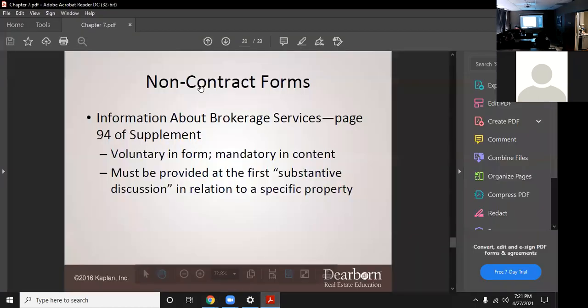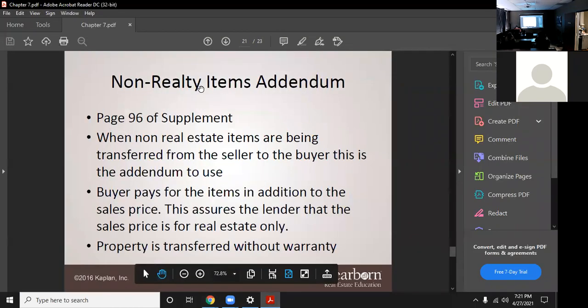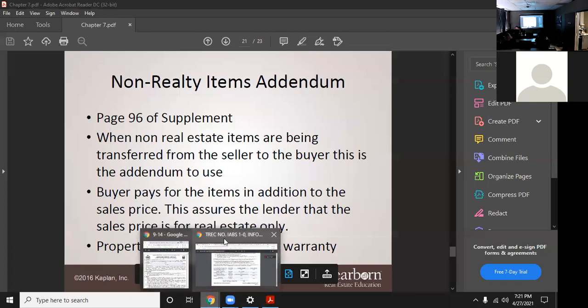All right, and then the last few things today. We have the non-realty items addendum. Remember, this is the addendum we use when non-real estate items are being transferred from the seller to the buyer, and the buyer pays for the item in addition to the sales price. This assures the lender that the sales price is only for real estate only. Property is transferred without warranty.